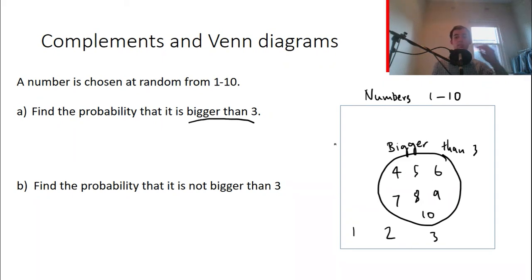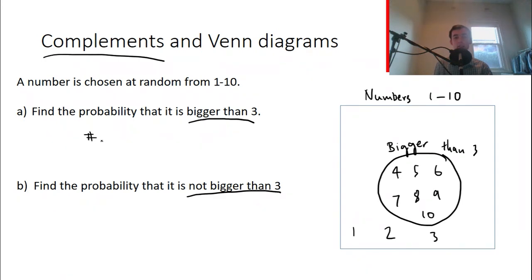Okay, so that's all the numbers in the sample space in this diagram, and they're divided into two sections. Now, we've got an event called bigger than 3. Now, complement is the opposite of this event. So the complement of bigger than 3, not bigger than 3, that's talking about these three numbers outside of the circle.